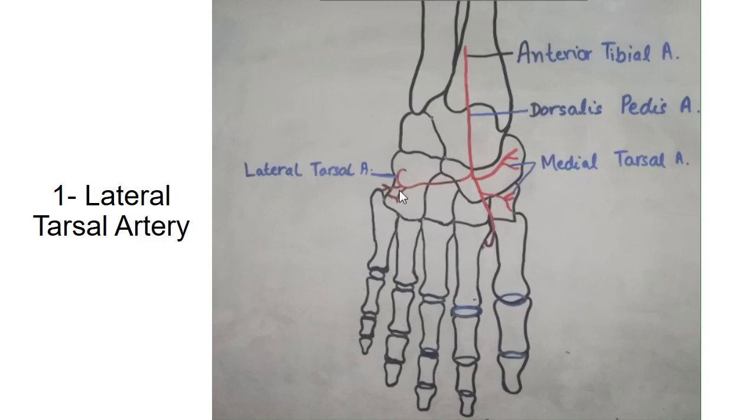In addition to this, the lateral tarsal artery also forms an anastomosis around the ankle joint. It anastomoses with the anterior lateral malleolar artery, which is a branch of the anterior tibial artery, and takes part in anastomosis around the ankle. It also anastomoses with the arcuate artery, which is the third branch of the dorsalis pedis artery.